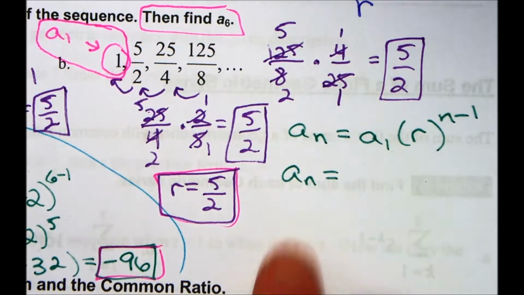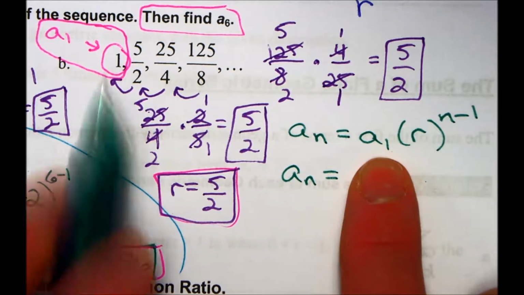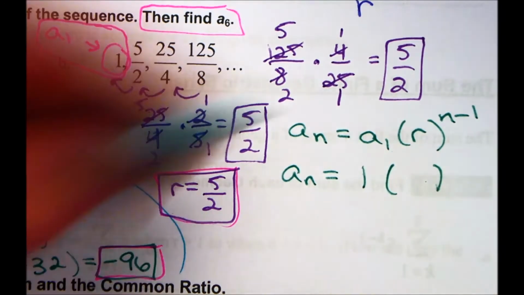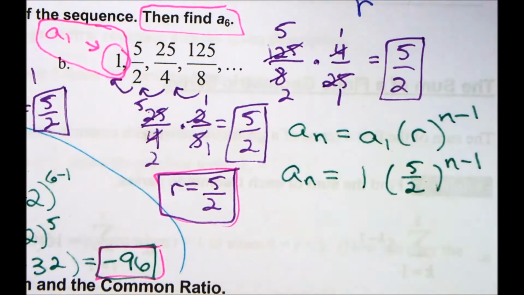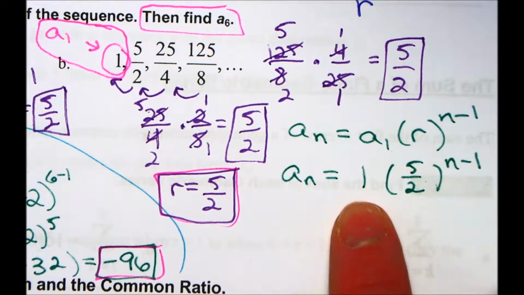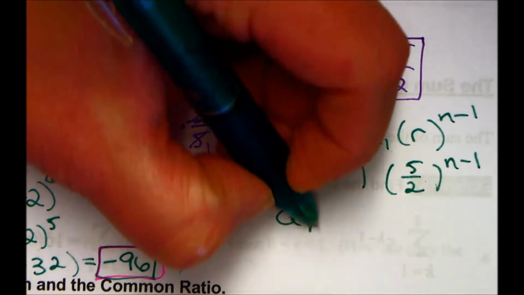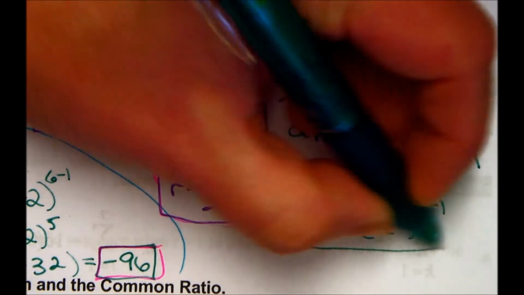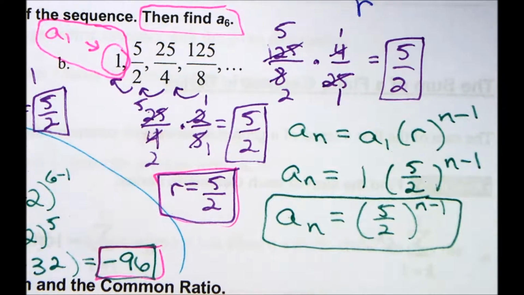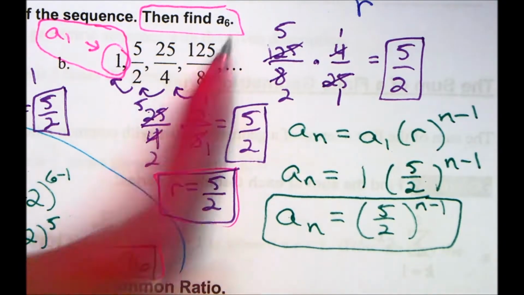So again, we're writing the rule for the nth term. So the n is part of your equation. We need to substitute a number for a sub 1, which in this case is just 1. Our ratio is 5/2. And then again, the n is part of our formula. Now, since your a sub 1 is just 1, we don't really need to have that there, so we can simplify this a little bit to a sub n equals 5/2 to the n minus 1 power. So there we have our rule. And then you could probably find the sixth term. It says then find a sub 6, so the sixth term of the sequence.